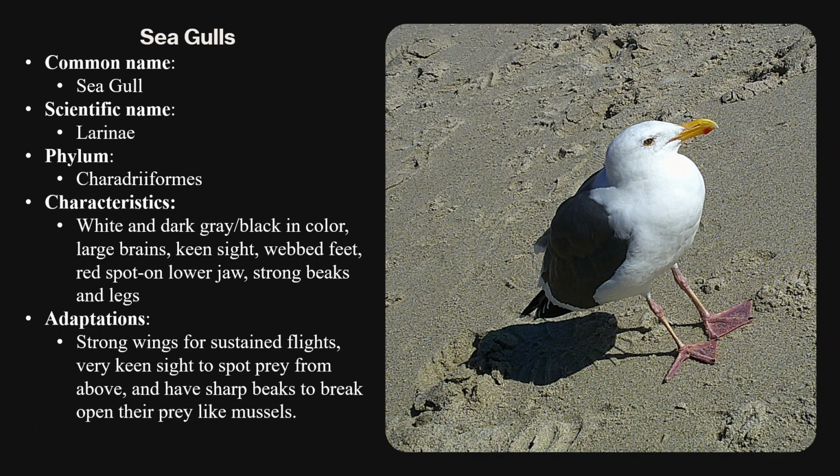Next are the seagulls. Although they don't have an actual role to play, they do feed on mussels, so you can say that their niche or role is to keep the mussel population down and not overgrown. These birds are a Charadriiformes species. They're white and gray, sometimes almost black in color. They have webbed feet, strong beaks, and legs. Their wings are also strong for sustained long flights, and they have very keen sight for spotting prey from above.